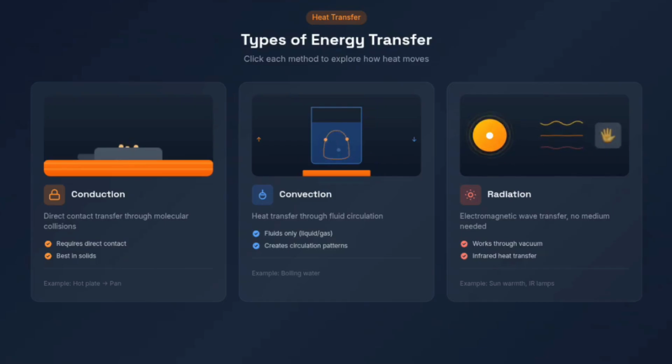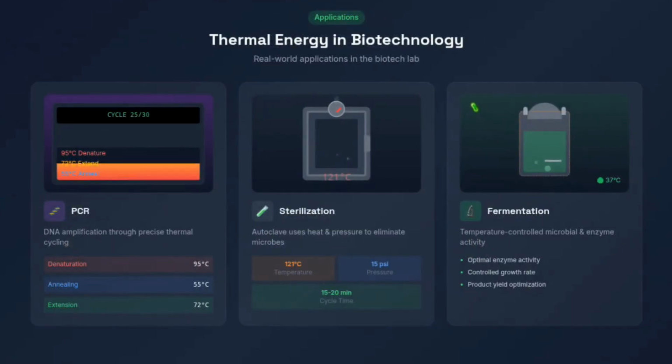Conduction is heat transfer by direct contact between particles. Convection is the heat transfer by fluid movement of liquid and gas, while radiation is heat transfer by electromagnetic waves. Now let's talk about real-life applications. The simplest example is cooking, where heat is conducted throughout a frying pan when frying. But let's talk about examples applied in biotechnology.